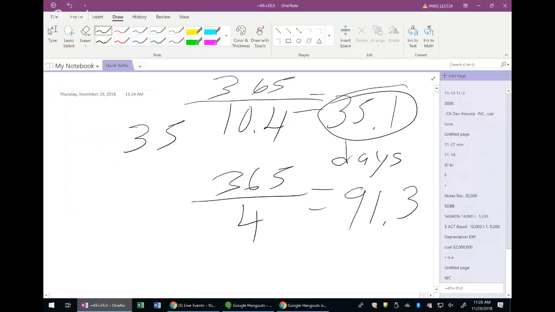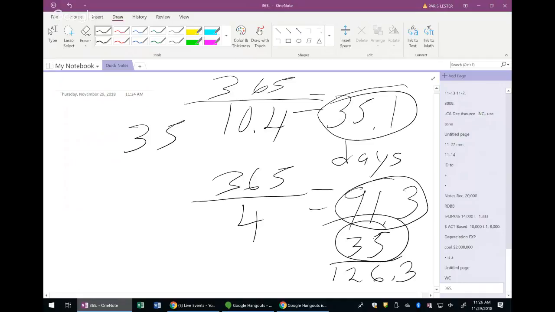All right. Now, if our inventory is sitting on the shelf for 91.3 days and we sell it, and it takes 35 days to collect, what does that give me? You don't see your money for 126 days. When you go out and buy that inventory, and you keep that inventory for 91, and then you can't get your accounts receivable for 35, you've got your money tied up for 126 days, which is what? About 4 months?